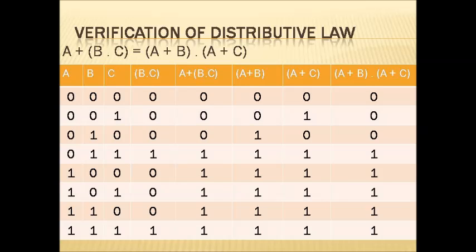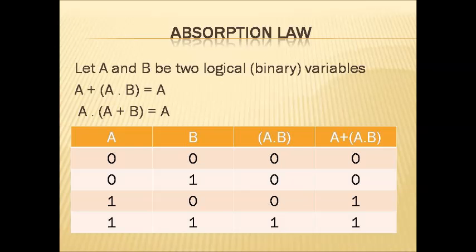Okay, next one is the absorption law. According to the absorption law, A and B are two logical variables. So we can say A + A · B is equal to A, and A · (A + B) is equal to A. Okay. So the first absorption law I have verified using the truth table method. For the last few laws, you can see that I am just verifying only the first part. I am leaving the second part for you to do as a homework. Right? The same way you can prove the second part of the absorption law, that is A · (A + B) is equal to A, using the truth table method.